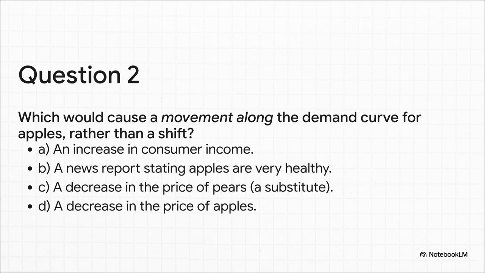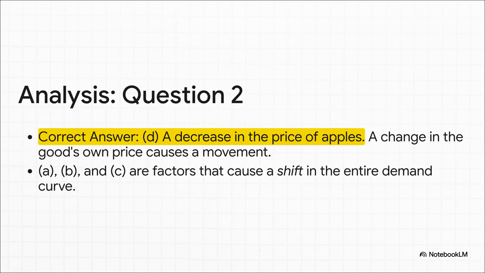Let's try question 2. Pay very close attention to the phrase movement along the demand curve. Think back to our MCQ alert. What is the one and only thing that causes a movement instead of a shift? And the answer is D, a decrease in the price of apples.